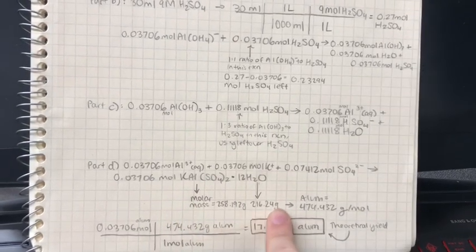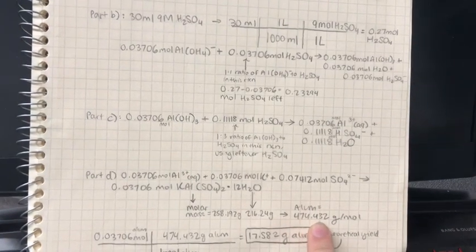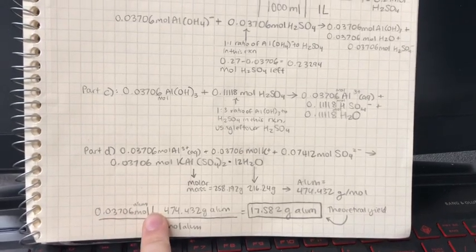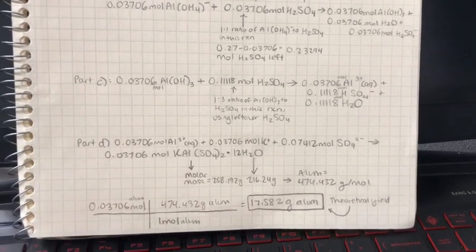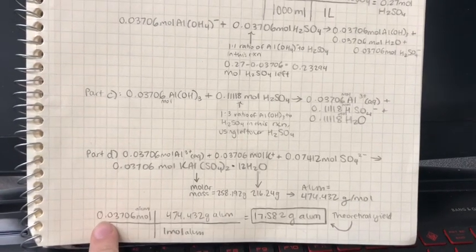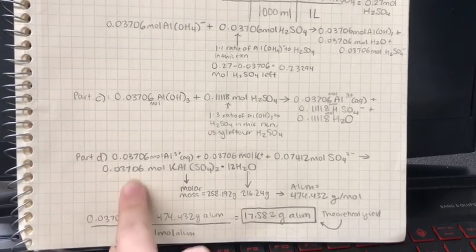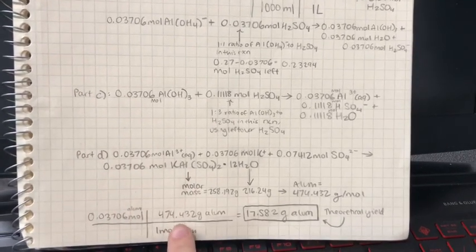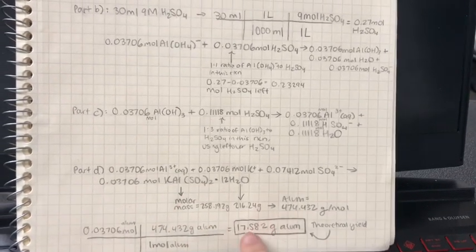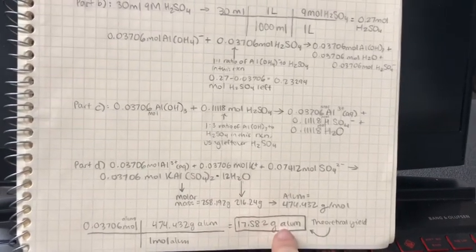So the total molar mass of this molecule is 474.432 grams per mole. From there, we can calculate the expected amount of alum that we were hoping to achieve with this experiment. So here we have 0.03706 moles of alum, as we calculated up here, multiplied by the number of grams of alum per mole to get an expected 17.582 grams of alum as our theoretical yield.